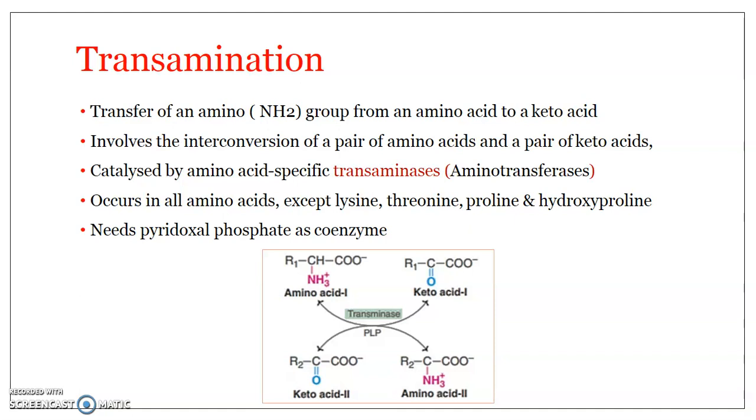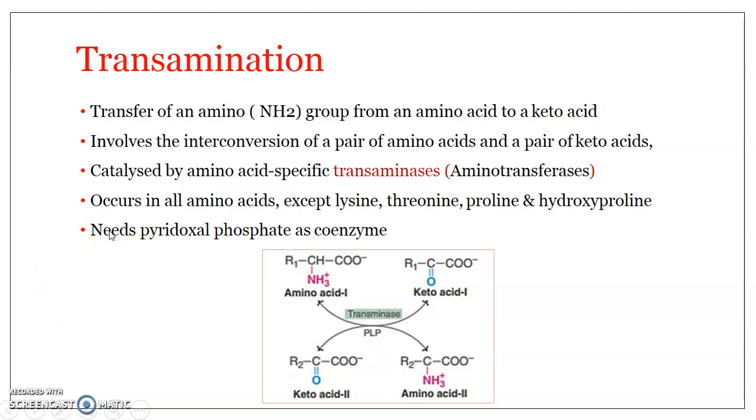We'll be continuing with the oxidation of amino acids, which is part of the metabolism of amino acids. The first type which we looked into in detail was deamination: oxidative deamination and hydrolytic deamination. Next we have transamination, transdeamination and decarboxylation. So first we'll see transamination.